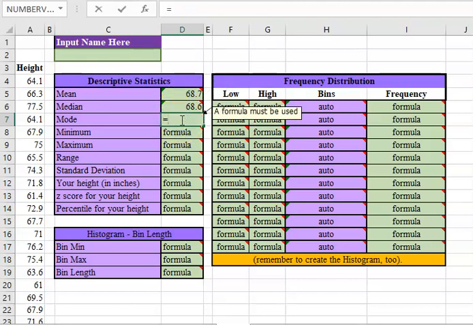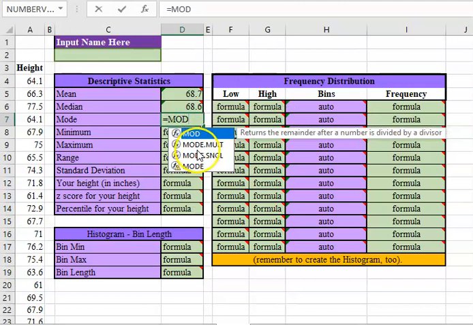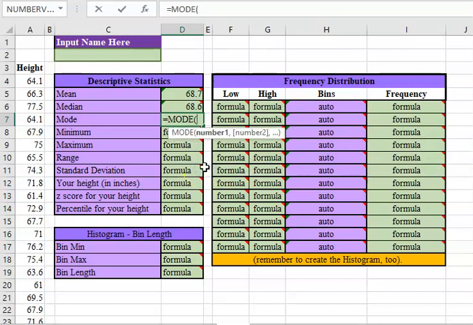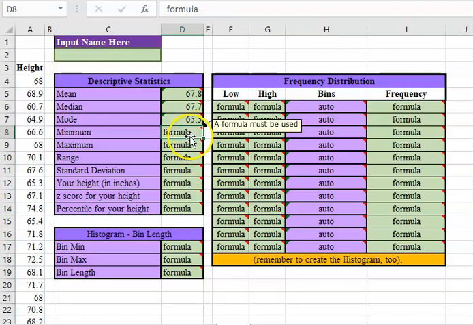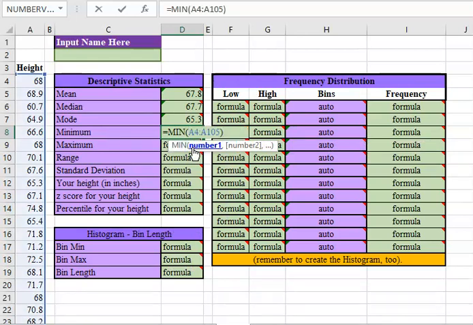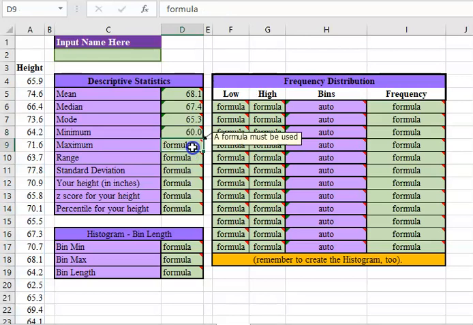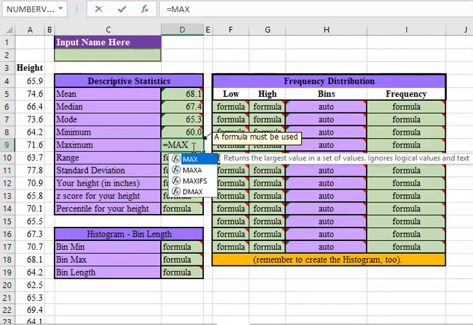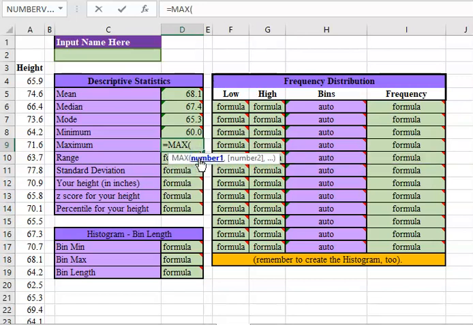To find the mode, double click on the mode function, enter the whole data set cell. Alright, that's the mode. Minimum is the lowest number from the data set. Equal min, double click on the minimum function, enter the whole data. That's the minimum. The maximum is the maximum number from the data set, max. Double click on the maximum function, enter the whole data set.